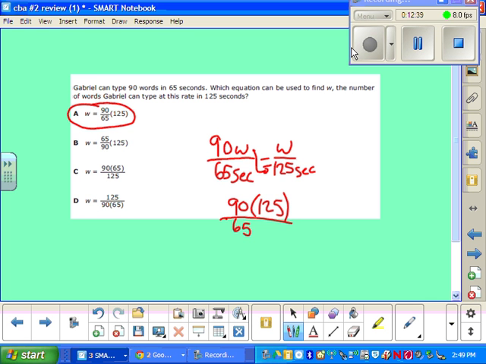W equals 90 times 125 over 60. B is incorrect because you have 60 on top divided by 90. C is incorrect because you don't do 90 times 60. D is also incorrect because you're dividing incorrectly, and in that case, multiplying incorrectly. So A is the correct choice to find W, the number of words Gabrielle can type at this rate in 125 seconds.